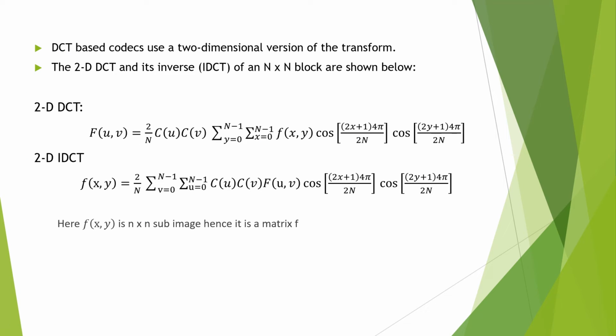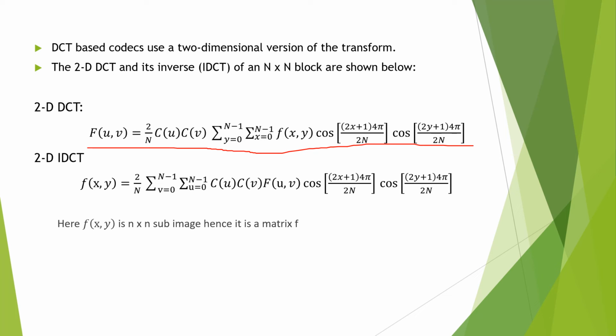The DCT-based coder uses a two-dimensional version of the transform. The 2D DCT and its inverse, the IDCT, of an n by n block are shown below. First, the 2D DCT. We'll see the formula for the 2D DCT. That is, F of u comma v is equal to 2 by n, C of u, C of v, sigma y equal to 0 to n minus 1, sigma x equal to 0 to n minus 1, f of x comma y, cos of (2x plus 1) u pi by 2n, into cos of (2y plus 1) v pi by 2n. So this is the formula for the two-dimensional DCT.